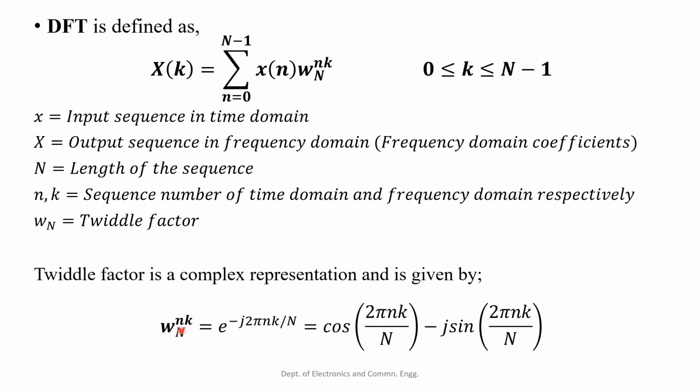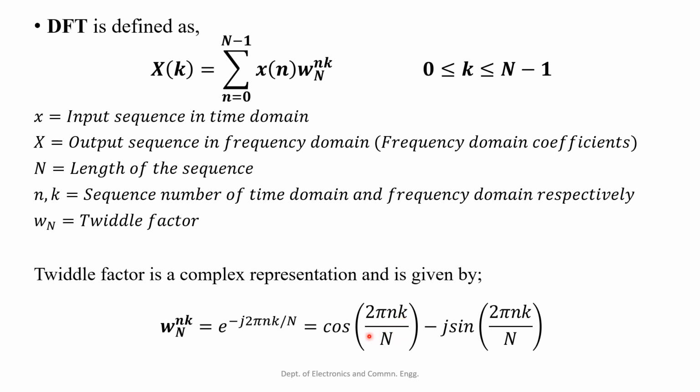So omega N to the power nk is given in terms of an exponential, that is e to the power of minus j 2 pi nk divided by N. Here j is the complex factor. Again, this is further represented as cos 2 pi nk divided by N minus j sin 2 pi nk divided by N. Within this representation, 2 pi is a constant, and n and k are the sequence numbers that will be known when a problem is being solved.